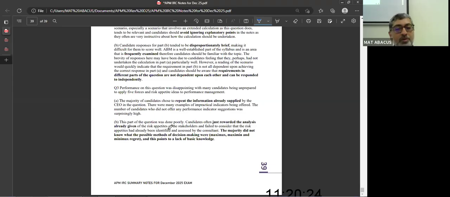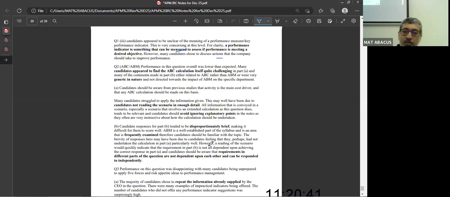The majority did not know what the possible methods of decision making were, which we have learned before: maximax, maximin, and minimax regret. This is mostly in PM. And this points again to a lack of basic knowledge. So easy marks lost. Yes, there was a slight improvement in the marks, but still a lot of issues.